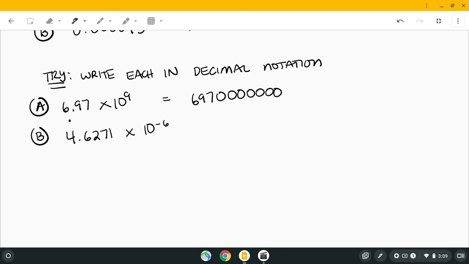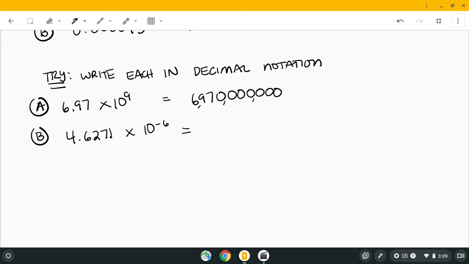Okay, so 6.97 needs to move over 9 times. So 1, 2, and so I need 7 zeros. 1, 2, 3, 4, 5, 6, 7, giving us a total of 9 places that the decimal has moved. Okay, if you want to do this, that's fine. You don't have to.